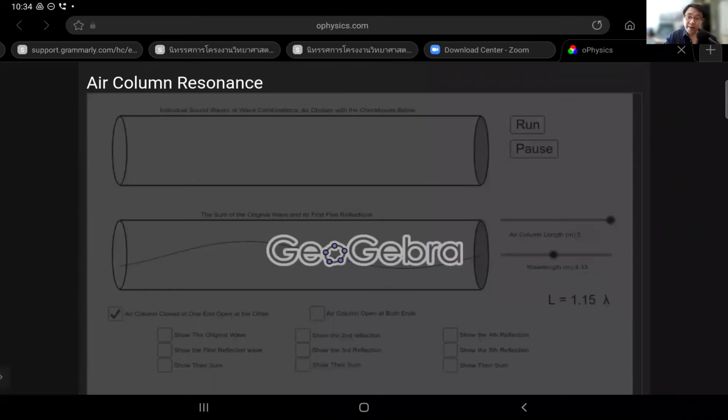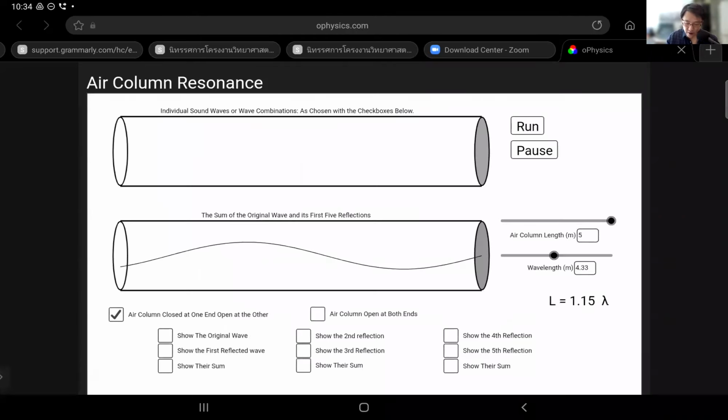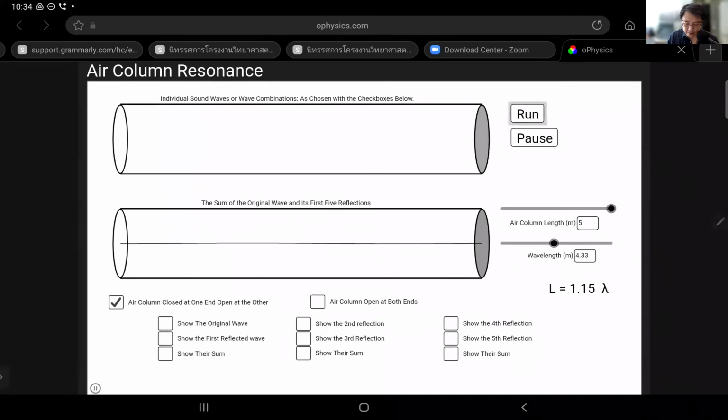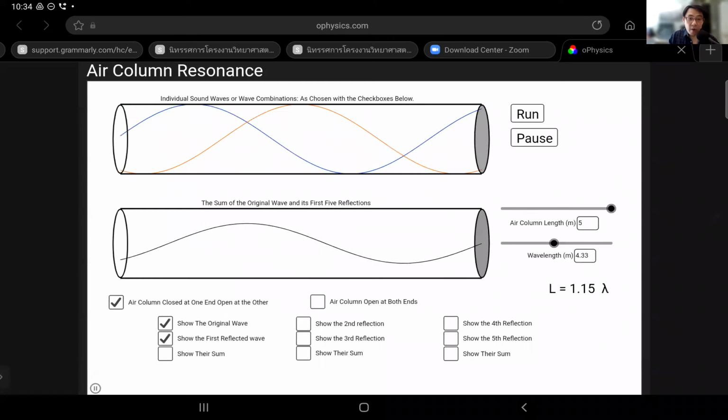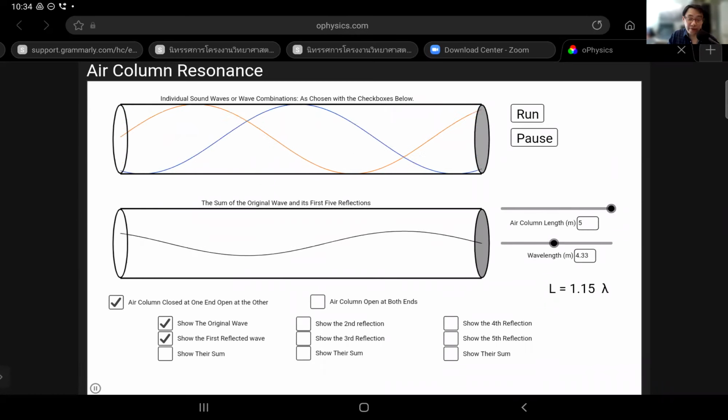You guys are supposed to play around on your own desktop or whatever tablet. Okay, let's run that. Here you go. Show the first two reflections. There you go. Now, what I'm going to do is adjust the wavelength.